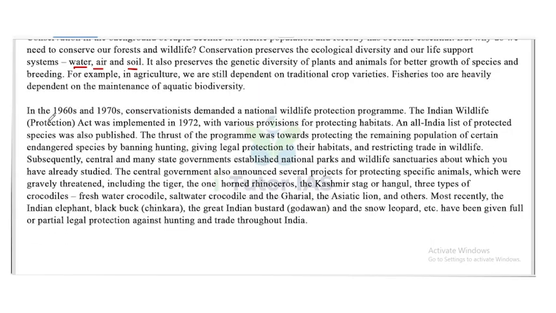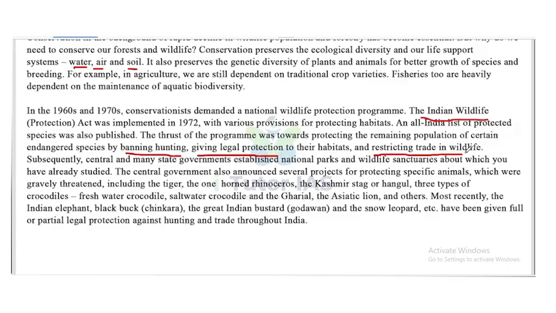Moving forward, in the 1960s and 1970s, conservationists demanded a national wildlife protection program. So that is the Indian Wildlife Protection Act 1972. The Act was implemented in 1972 with various provisions for protecting habitats. An All India list of protected species was also published. The thrust of the program was towards protecting the remaining population of certain endangered species by banning hunting, giving legal protection to their habitats, and restricting trade in wildlife.